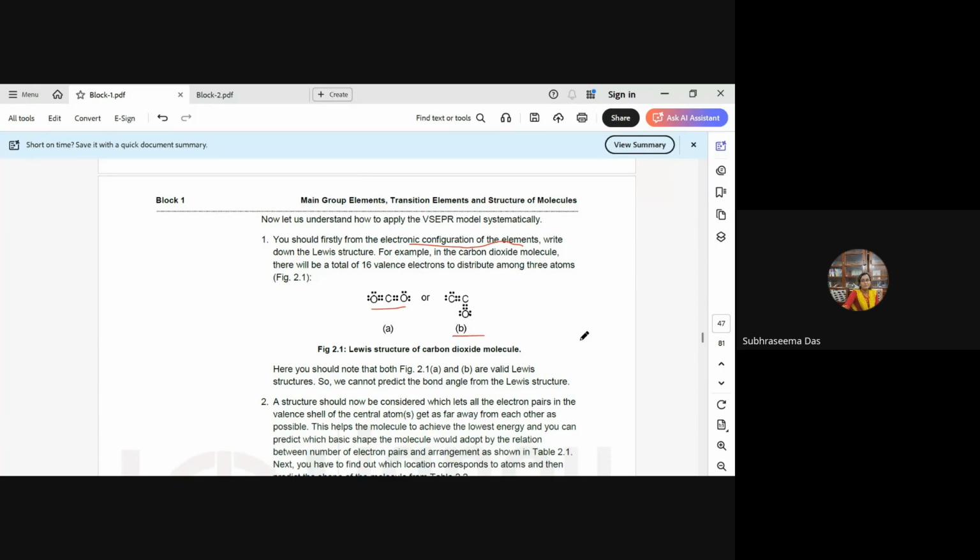Then we should note here, in both these cases, if you look carefully, both the structures A and B are valid structures, but even if they are valid structures, we cannot actually predict the bond angle from the Lewis structure, because in figure A you can see it is a linear molecule, whereas in figure B you can see it has a 90-degree angle. So among these two structures, which is the actual geometry for carbon dioxide, we will predict according to the VSEPR model.